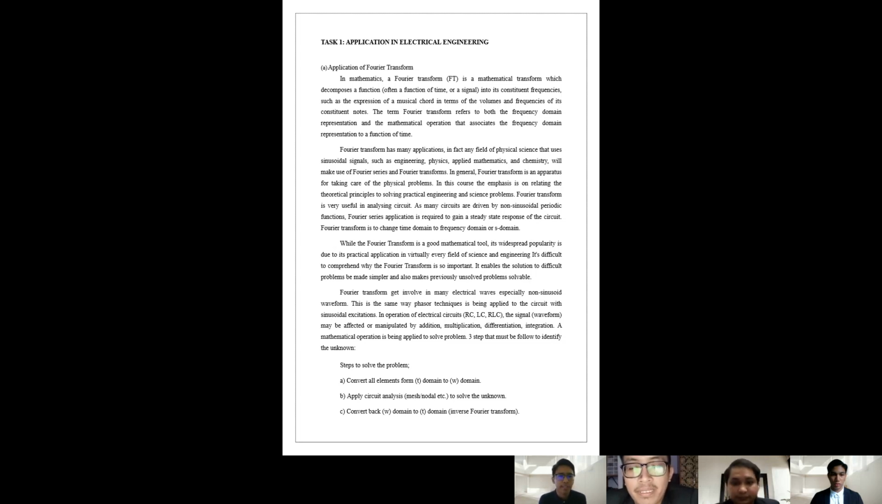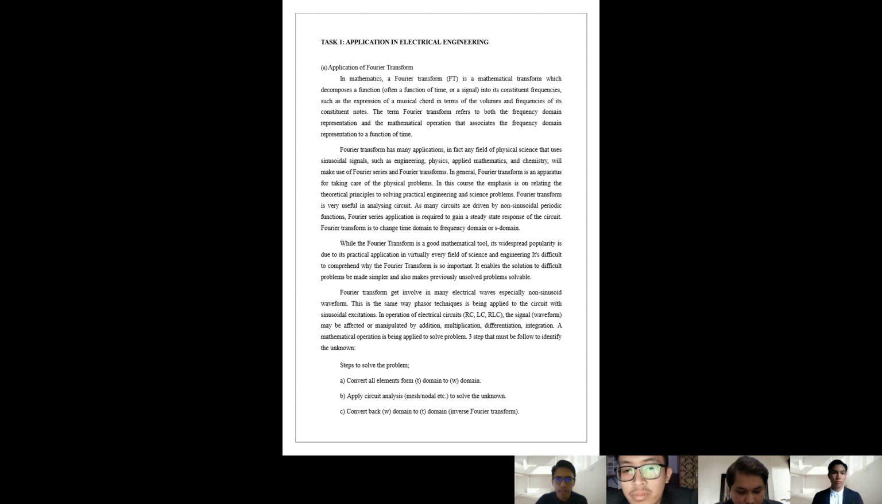Application in electrical engineering: we have applications of the Fourier transform. In mathematics, a Fourier transform is a mathematical transform which decomposes a function of time or a signal into a continuous frequency spectrum, such as an expression of a musical chord in terms of the values of its frequencies. The Fourier transform has many applications, in fact in any field of physical science that uses sinusoidal signals, such as engineering, physics, applied mathematics, and chemistry. In general, the Fourier transform is a tool for solving physical problems.